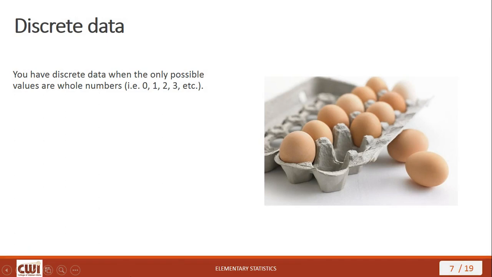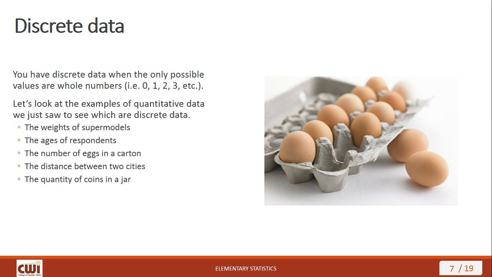First, let's look at discrete data. You have discrete data when the only possible values are whole numbers. So you're counting things as whole units. That's discrete data. If we take a look at the examples of quantitative data we just saw, we can identify which of them are discrete data by applying the definition in each instance.